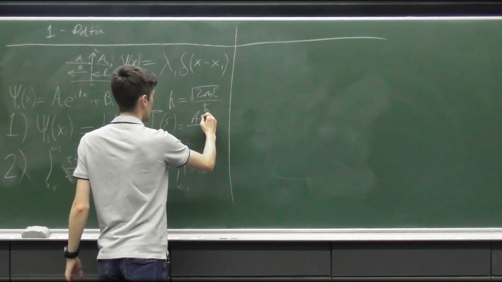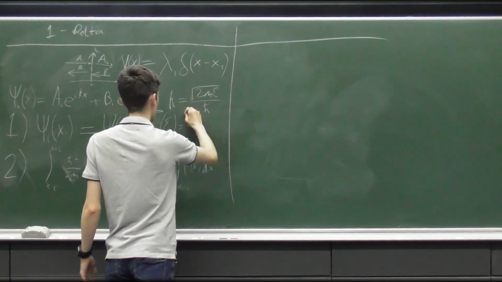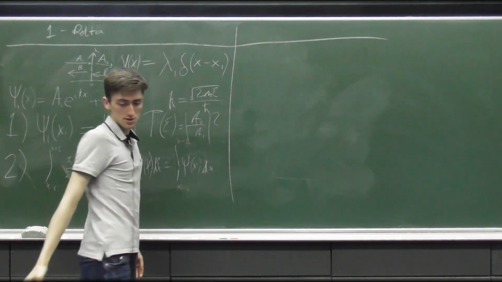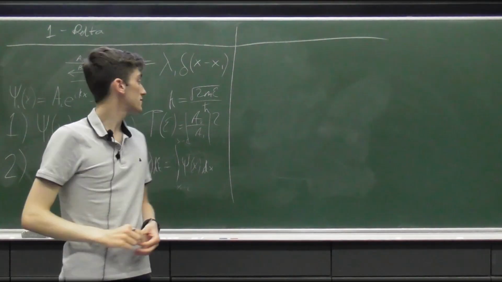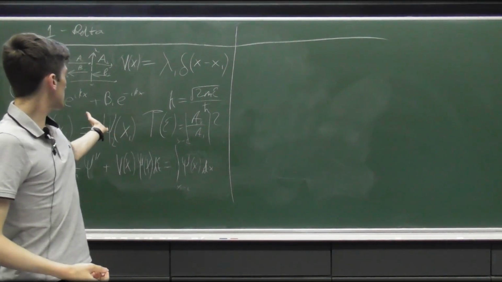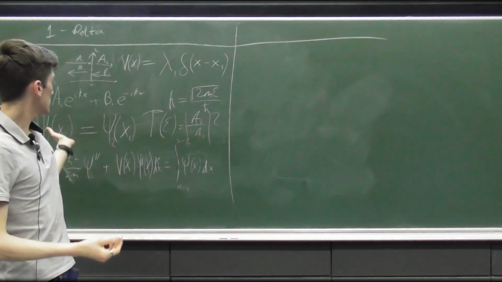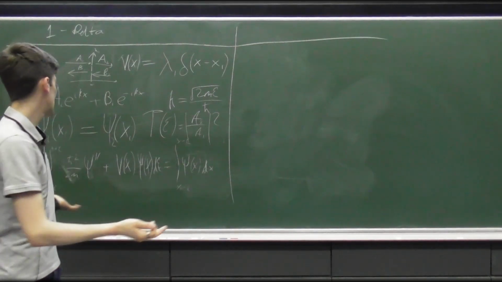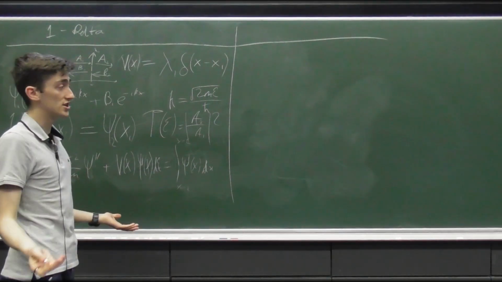So A2 over A1 gives you your transmission. That is relatively simple. At a certain point, it's just down to how your algebra skills are.